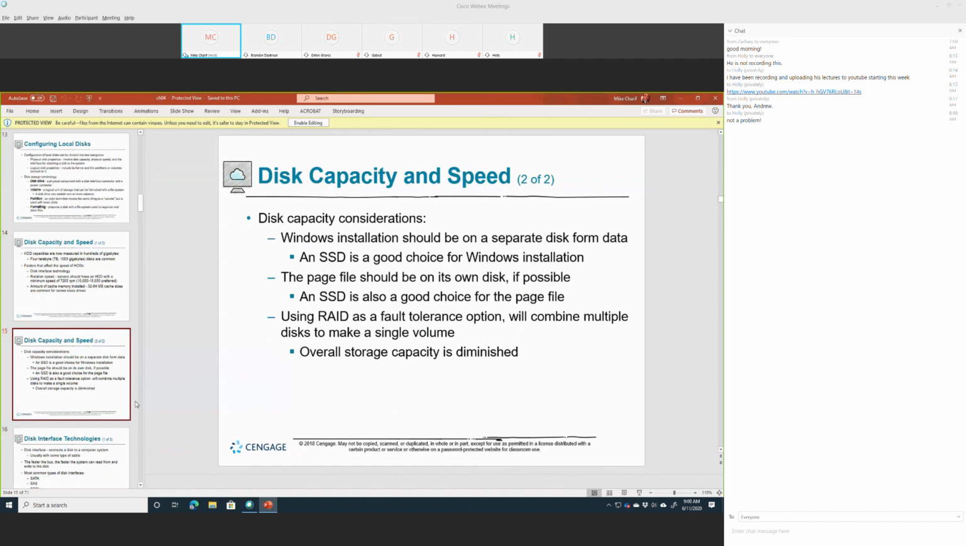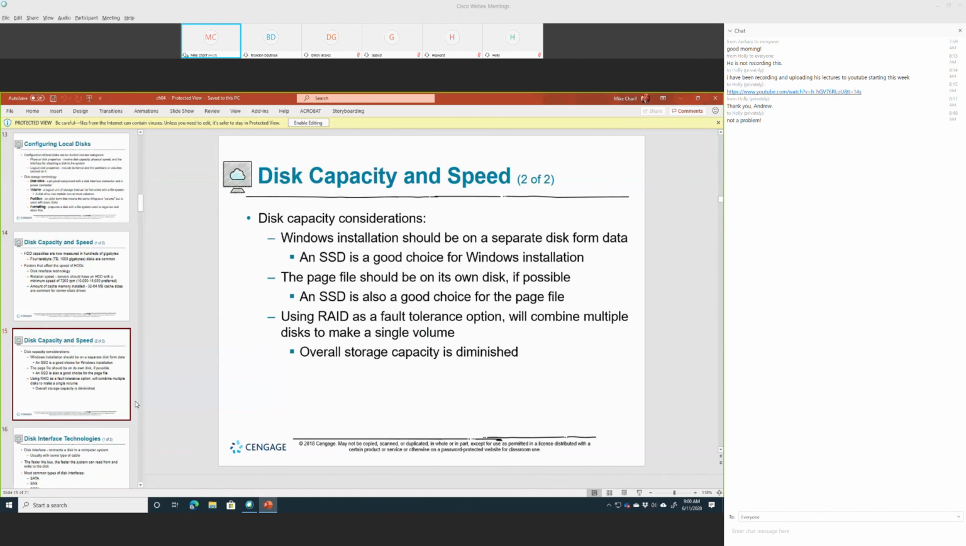That's why I was telling you, if you cannot afford a high capacity SSD drive, you can buy 150 gig for maybe $30 or so, and you can install the operating system on the SSD, and the rest of the applications and data you can put on a regular hard disk.